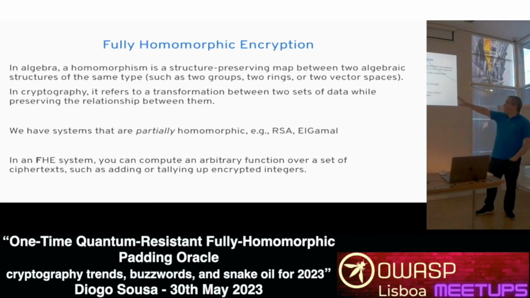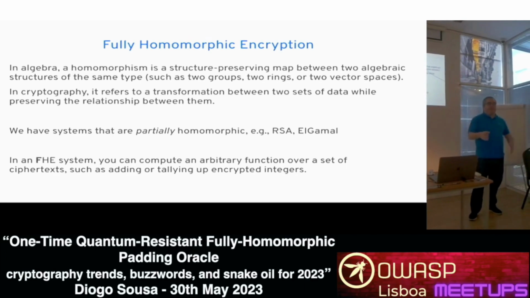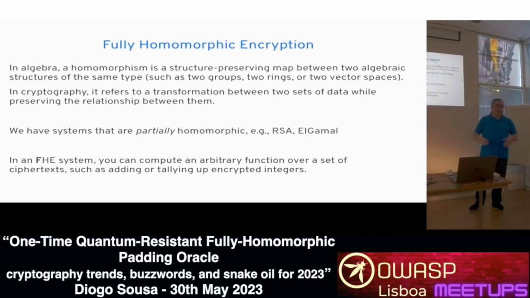So you have systems that are partially homomorphic, like RSA and ElGamal, which basically means that you can do operations with the ciphertext and still produce a meaningful result. But it's limited in the number of operations that you can do. If the system is fully homomorphic, which is the F there, you can compute an arbitrary function over a set of ciphertexts, such as Pedro was saying, such as adding or tallying up encrypted integers. This is the easiest example to fathom.